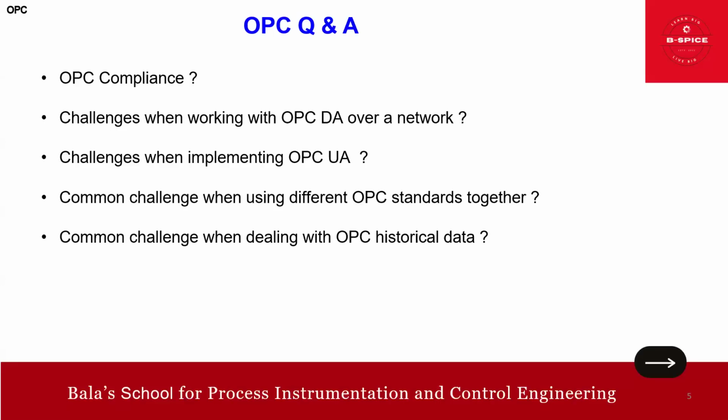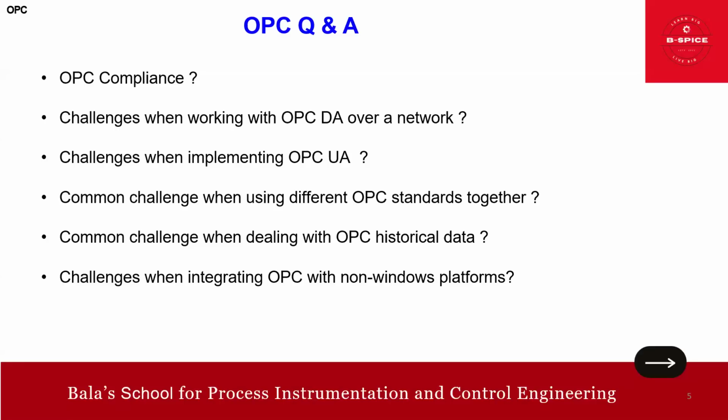Then a few more challenges. What is a common challenge when dealing with OPC historical data? A common challenge is the storage and retrieval of data. Depending on the amount of data and the storage solutions used, it can be challenging to efficiently store and quickly retrieve historical data. It basically depends on the amount of data, the vast data. That's it.